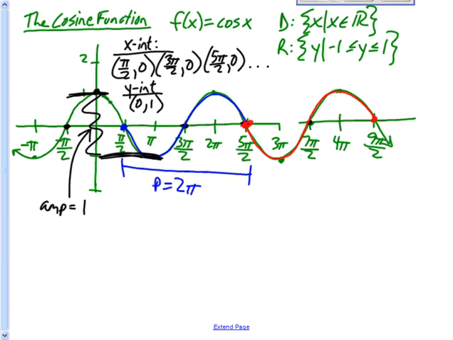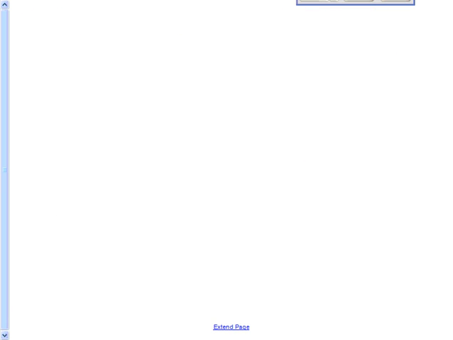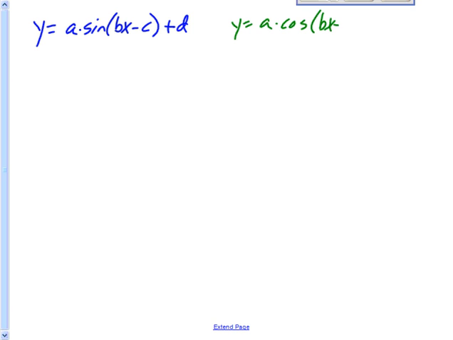Okay. So let's take a look at the graphic effects of constants A, B, C, and D. If we were to generalize these, you have A sine bx minus c plus d, and a cosine bx minus c plus d. All right, the d on the end there. What do the constants A, B, C, and D do?